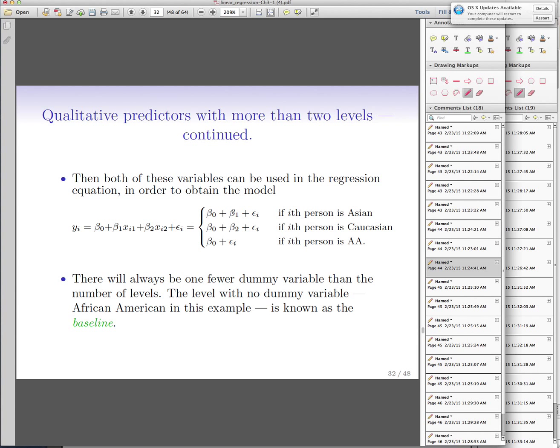So y_i is equal to beta 0 plus beta 1 because this part will become 0. For Caucasians, it's the other way around. Beta x_i1 is equal to 0 because they're not Asians, but they are Caucasians. So that is beta 0 plus beta 2. And for African Americans, both of these values are 0, so the base would be beta 0. So we always need one fewer dummy variable than the number of categories we have. The one that is left alone is called the baseline.